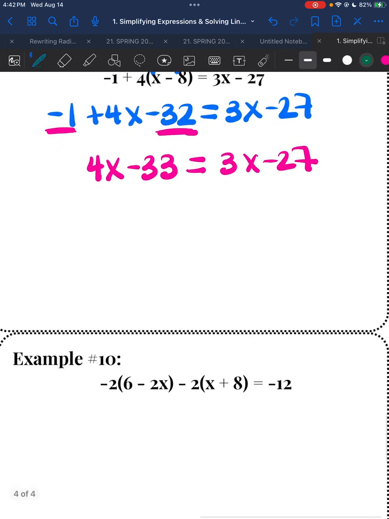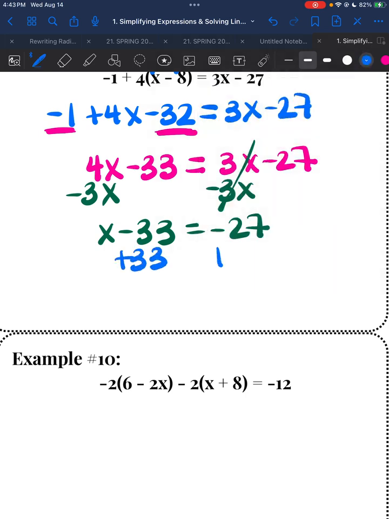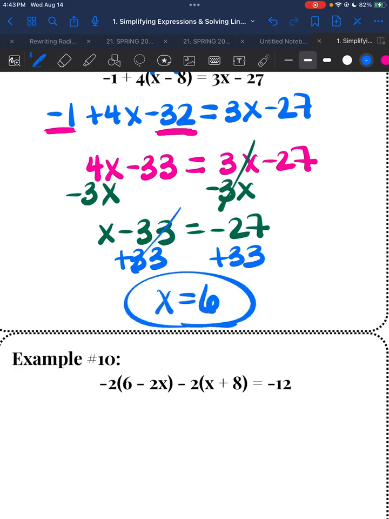And then I'm going to move one of the x's. So I have 4x and 3x. I'll move the 3x. I'm going to subtract it. So I have 1x minus 33 is equal to negative 27. Then I'm going to add 33. And I get x is equal to positive 6 as a final answer.